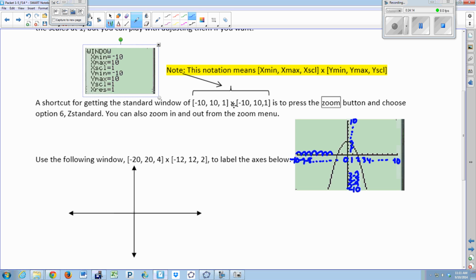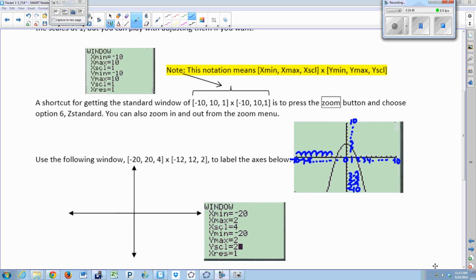And then this second box tells you Y min, Y max, and then your scale. It's all written right here for you. So at your seats, I'd like you to mark the Y-axis and the X-axis based on this information right here about your window. These two boxes tell you what your maximums and minimums are and what your increments are. So just mark your minimums, your maximums, and a couple of numbers along each scale.